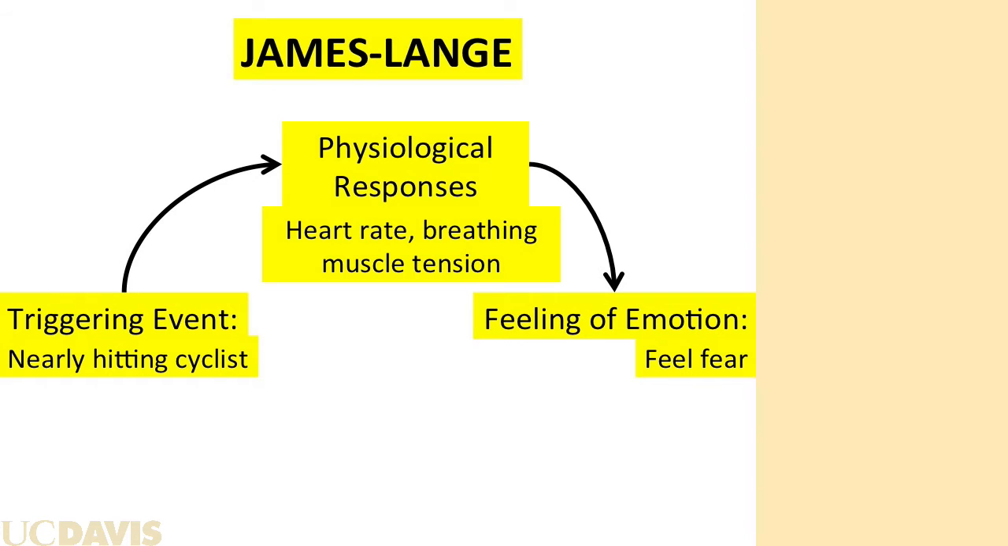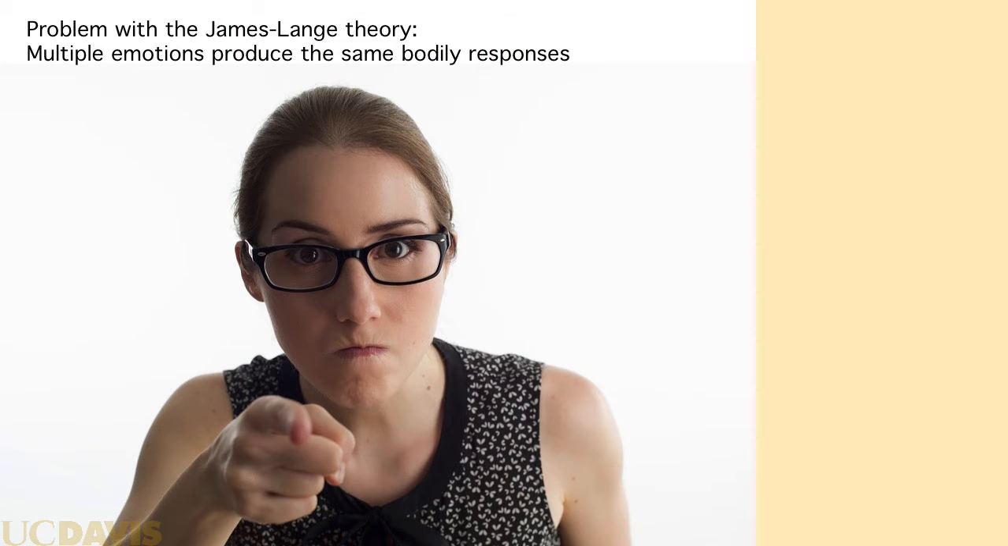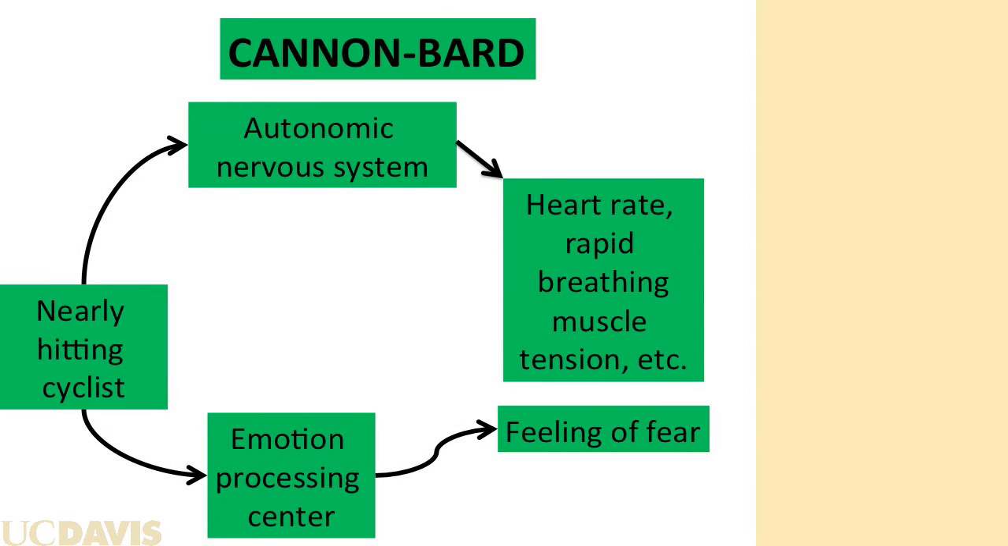Although the James-Lange theory has some support, it can't fully explain emotional experiences. For example, anger and excitement lead to very similar physiological responses, but very different conscious feelings. This shortcoming of the James-Lange theory led to the Cannon-Bard theory, which says that the conscious feelings of emotion occur in parallel with the physiological responses. These two components are simply independent aspects of emotion.